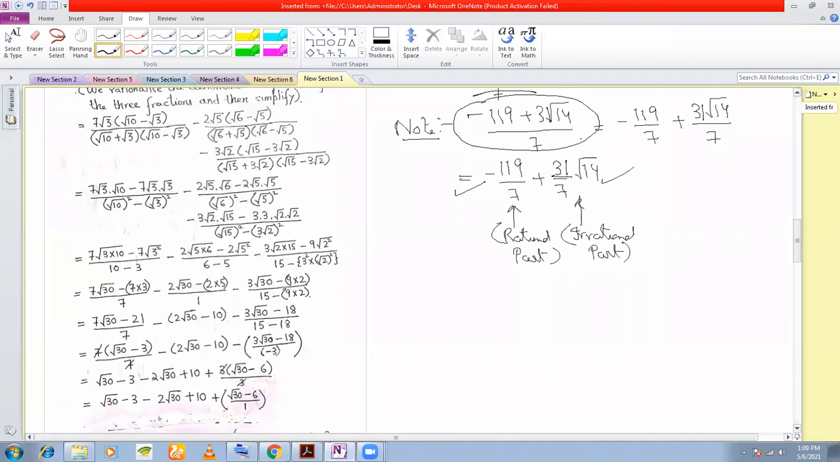Remember, this fraction can be written separately as a rational part and an irrational part. So we shall be using this concept in the sums to come. The next sum is actually a little long, so I will not start this sum today. I will stop here.